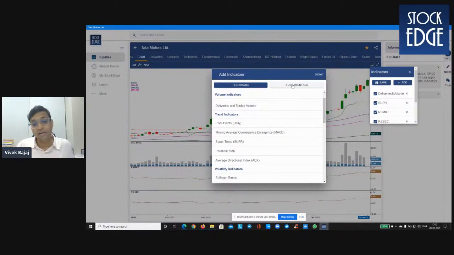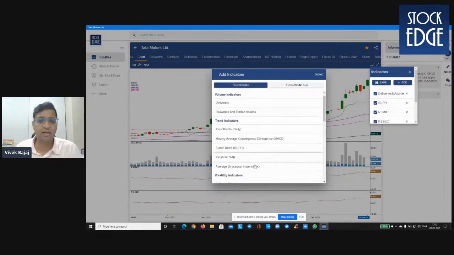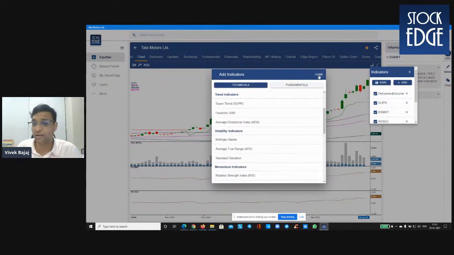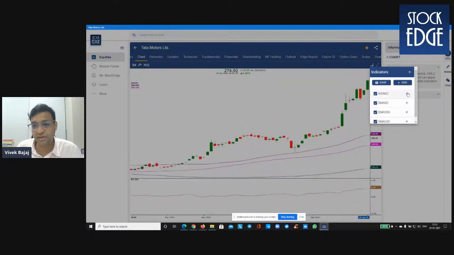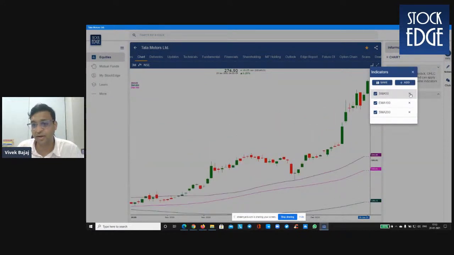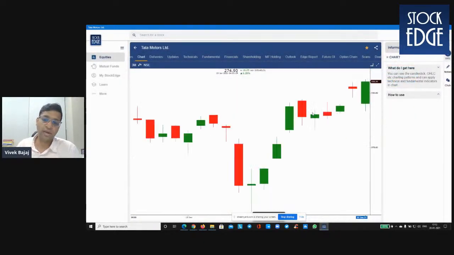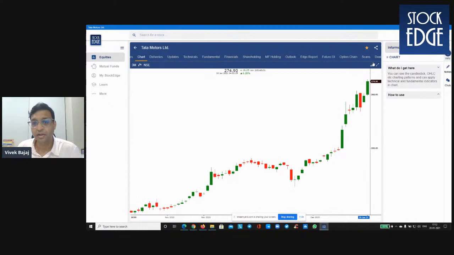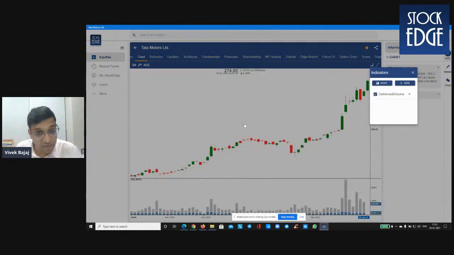So technical and fundamental indicators are there. Let's talk about technical. So there are so many indicators. So what I have done is, let me just remove these indicators and show you how I have done it. So this is the normal chart. Okay, just the normal candlestick chart. Now let me insert, add delivery and traded volume in a single frame.